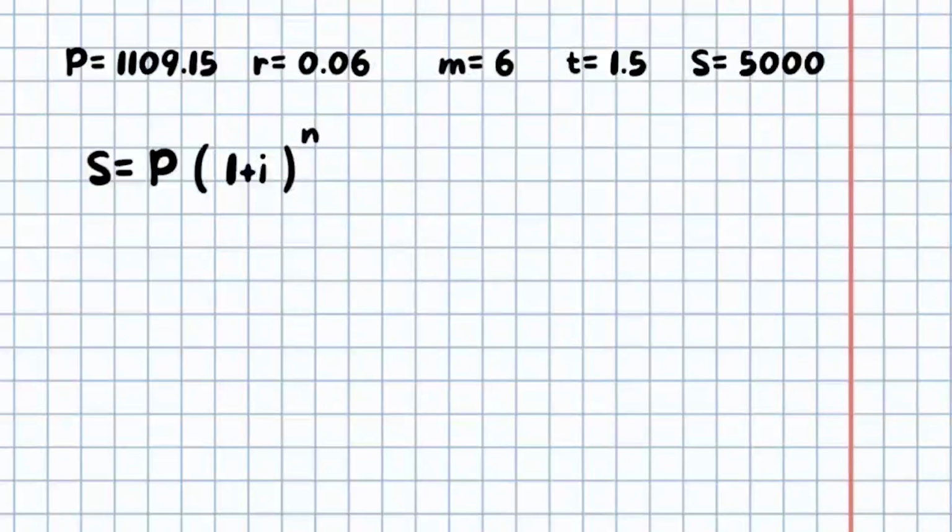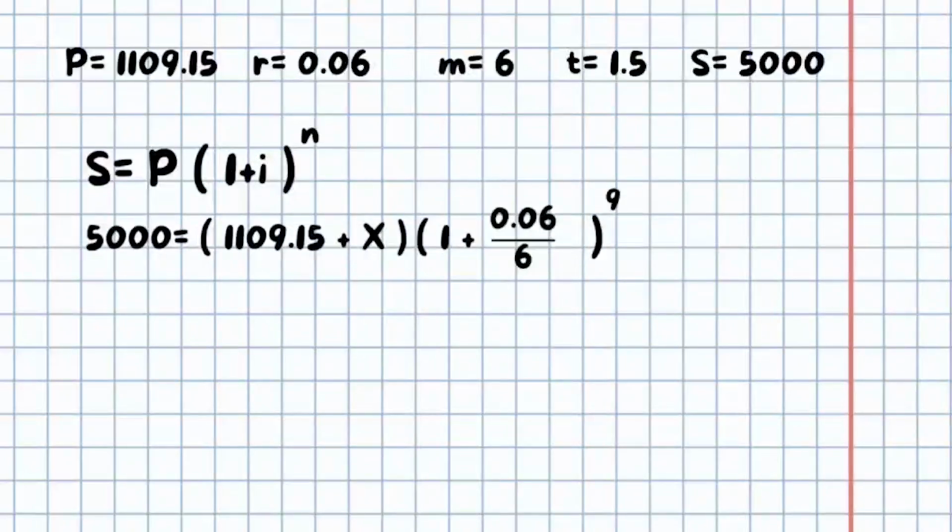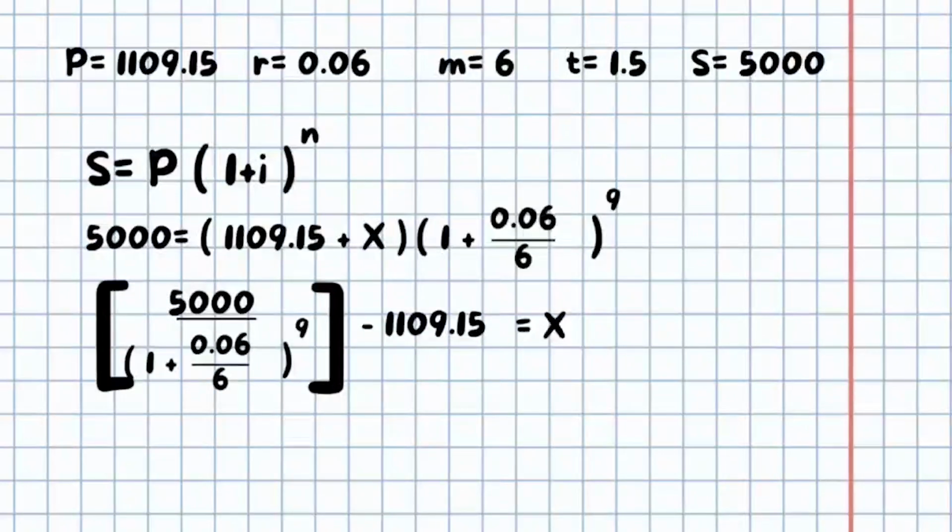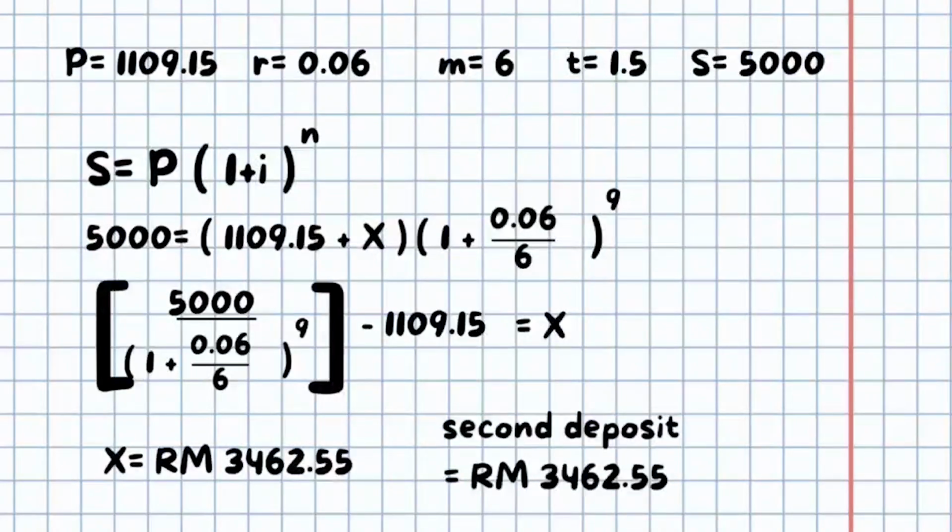Next, we'll be using the compound interest formula, which is S equal to P bracket 1 plus i bracket power of n. In order to find the second deposit, we substitute the second deposit with X. So 5,000 equals bracket 1,109 ringgit and 15 cents plus X bracket 1 plus 0.06 divided by 6 bracket power of 9. The final answer you will get is X equal to RM 3,462 ringgit and 55 cents.